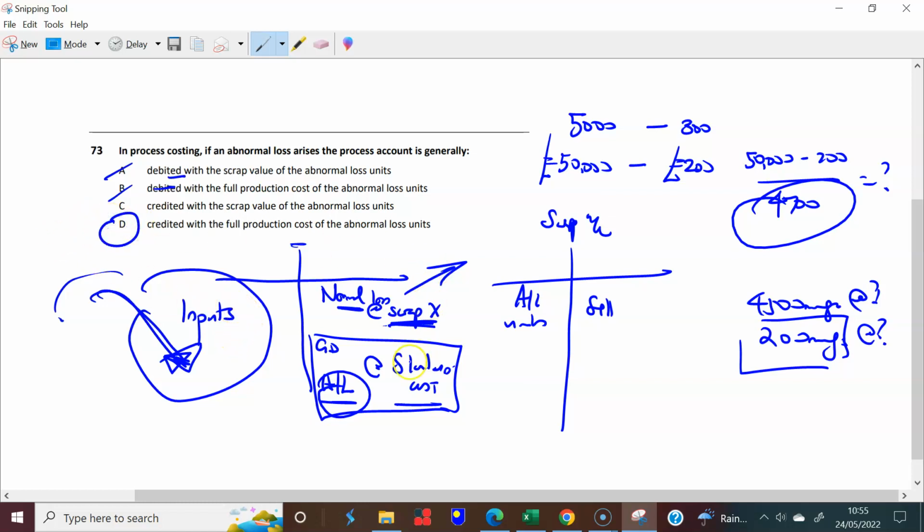Yes, we credited that with this, and it's going to come in here, debited into the scrap value. And then when we sell, we probably will be selling for scrap. Cool. So the answer there is D.